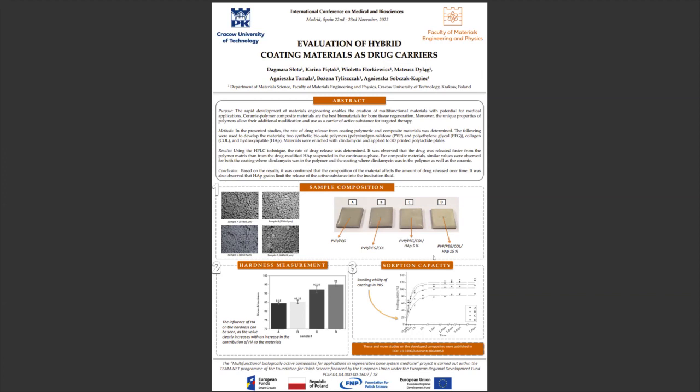Here on the right side, I present the sorption capacity. The highest sorption capacity was observed for the polymeric materials, so the ones without the ceramic phase. That's because the ceramic grains occupy the free spaces between the polymer chains, hence this parameter decreases as the amount of ceramics increases. However, even a low swelling capacity of the material is a satisfactory parameter because it suggests that such material can later be used as a drug carrier.